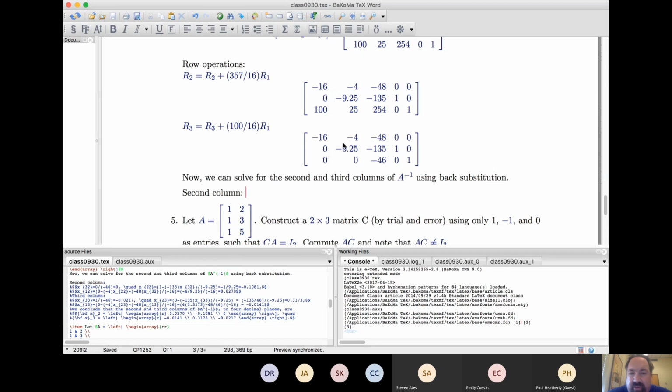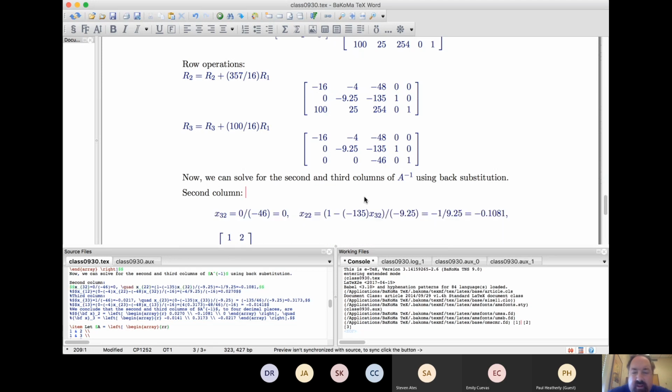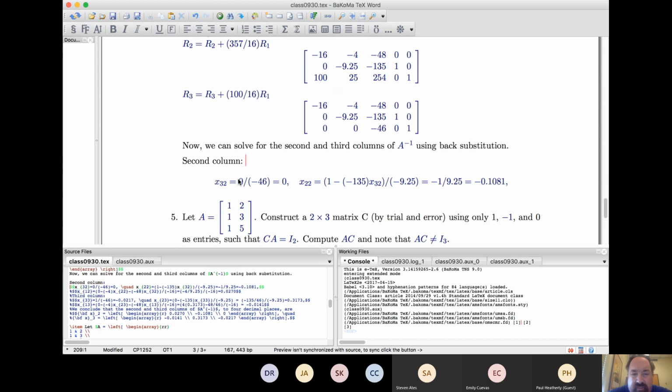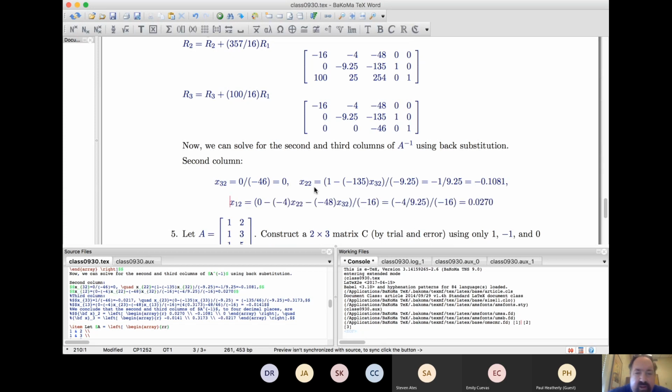So I'm going to solve the system described by this matrix and this column, 0, 1, 0. Now, I want the second column of the inverse. So this is the element of the inverse from row 3, column 2, row 2, column 2, and then also row 1, column 2. So x12, x22, x32. Notice the second index is always 2 because it's the second column of the inverse. So that's what I'm computing right here from this right-hand side.